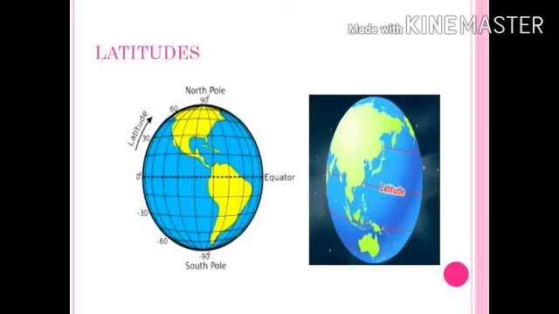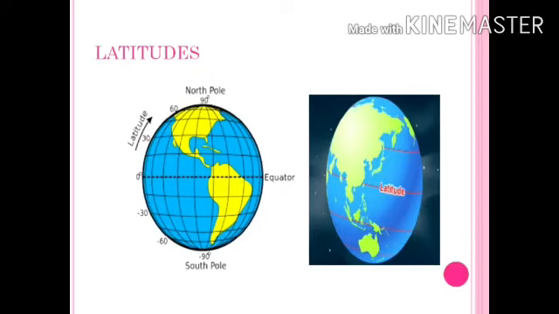Latitudes. Latitude lines are imaginary lines that run horizontally around the globe. They measure north or south of the equator, 0 degree at the equator and 90 degree north and 90 degree south at the poles. The places located north of the equator have north latitudes and south of the equator have south latitudes.